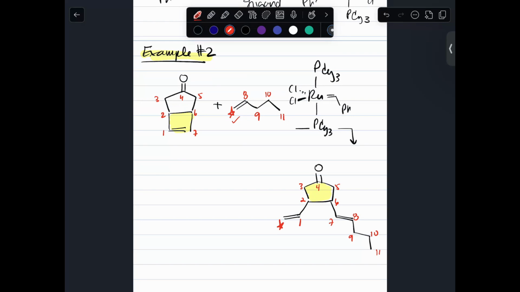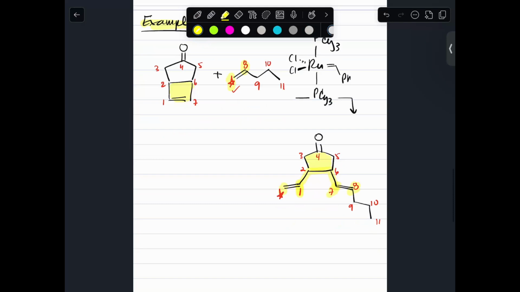Okay, so you notice that I have got carbons 1, 2, 6, and 7, which made up the four-membered ring. It was opened up, and now carbon 1 is bonded to the starred carbon, and carbon 7 is bonded to carbon 8. Okay, so let's jump into the mechanism.